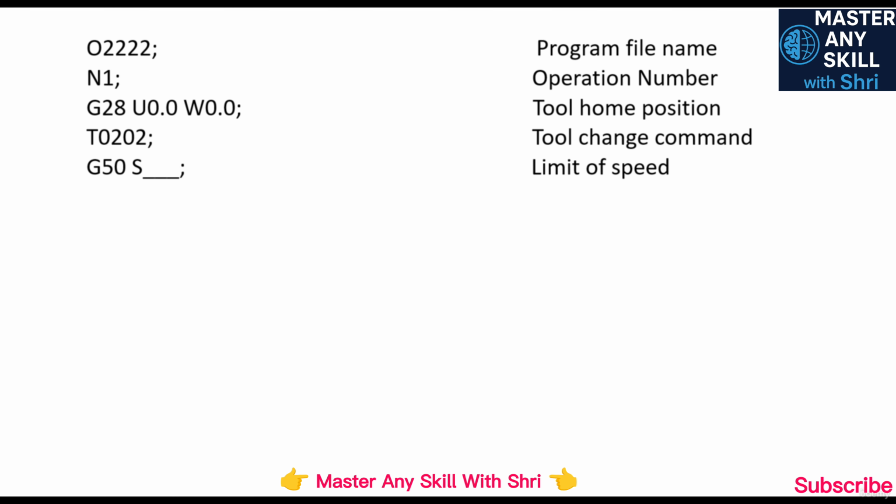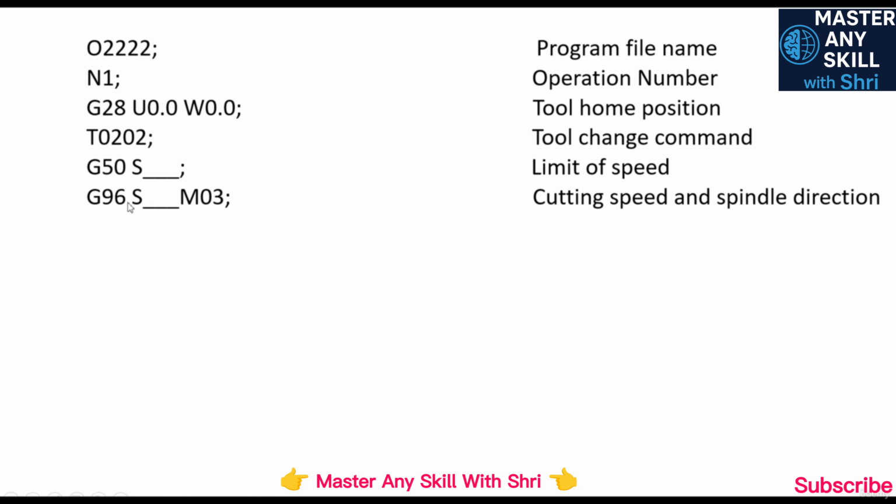After that we have to give the cutting speed along with the G96 code. If the diameter is changing in your workpiece, then we have to use the G96 code along with the cutting speed. How to calculate this cutting speed, we will see later, but you have to remember to use the G96 code along with the cutting speed, and after that the M03 code to rotate the spindle. So these are the codes for cutting speed and spindle direction.